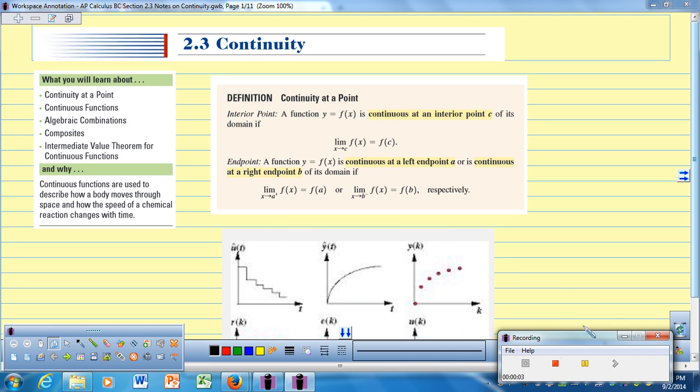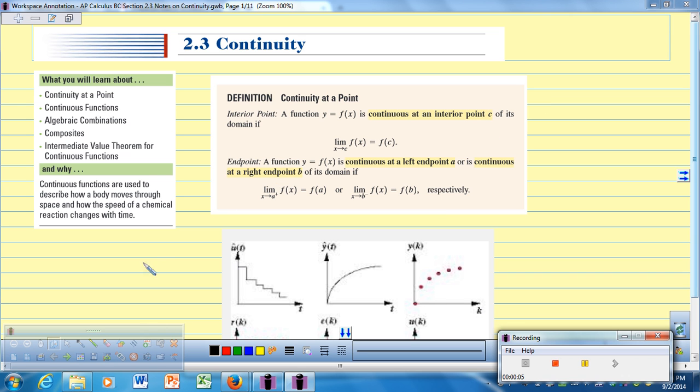Section 2.3, dealing with continuity. So we'll start with discussing continuity at a point and continuous functions. We'll touch a little bit on algebraic combinations and composites, and we will discuss the intermediate value theorem. We start with continuity at a point, and we start with the definition that the book provides. So let's take a look at that.